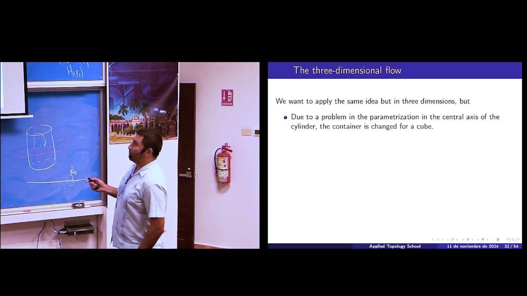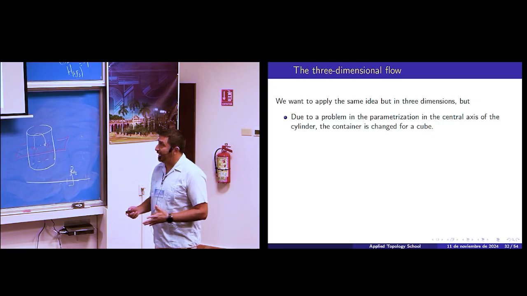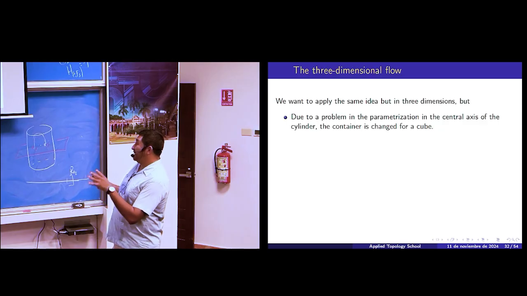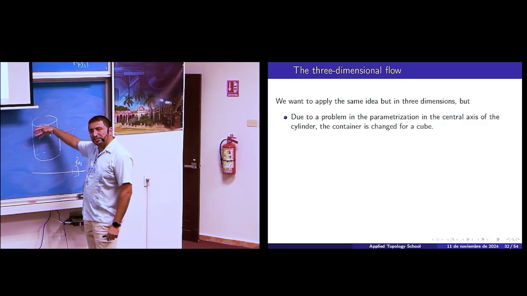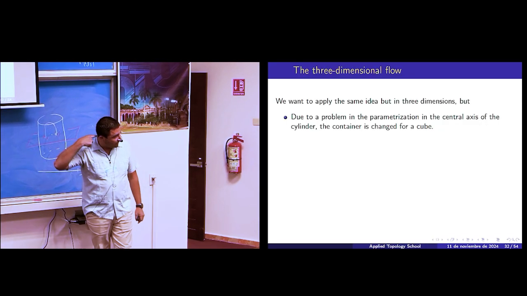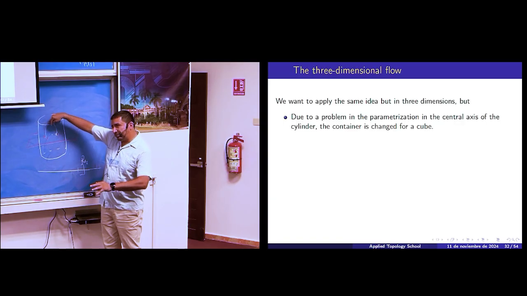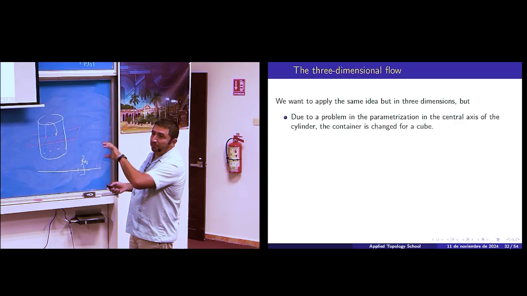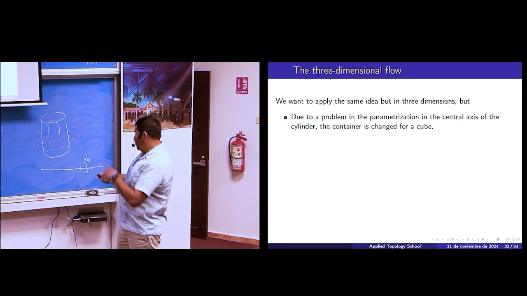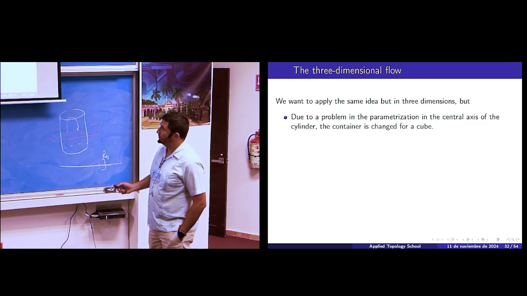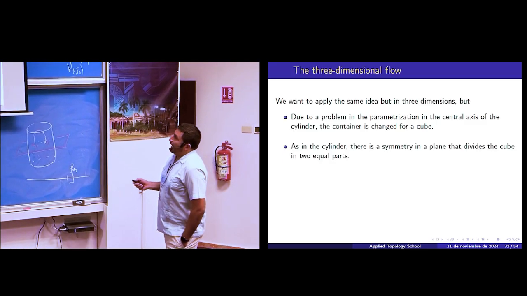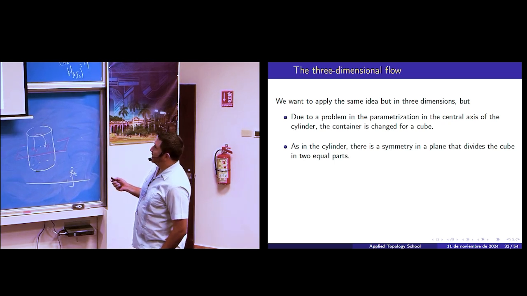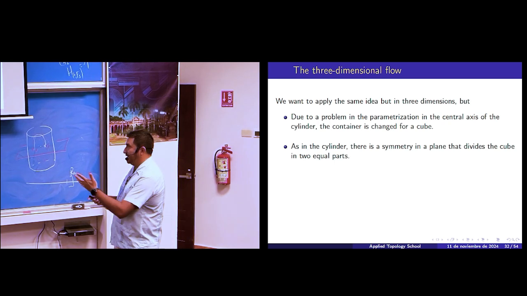Okay, we're going to apply the same idea, but for a three-dimensional case, and we need to change some things. For example, due to a problem of the parameterization in the center of the axis, because all of this was made with cylindrical coordinates, and cylindrical coordinates have a little problem at zero, we change the container to a cube. As in the cylinder, there is a symmetry in a plane that divides the cube in two equal parts. Again, there is a symmetry.